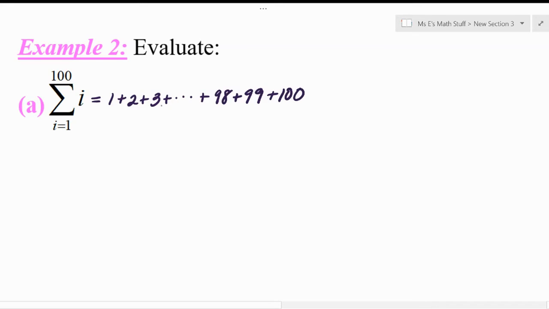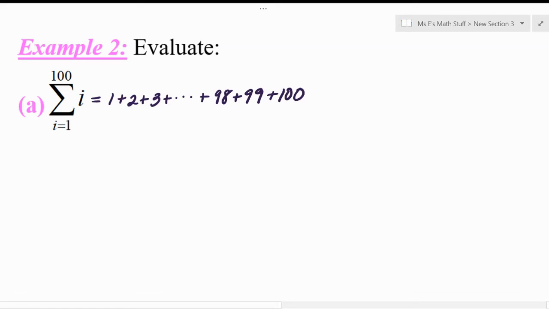Let's not count on our fingers, shall we? And I hope this makes sense. This is an example of an arithmetic sequence. The reason it's arithmetic is because to jump from one term to the next, you just keep adding 1. So this is an arithmetic sequence with a common difference of 1.